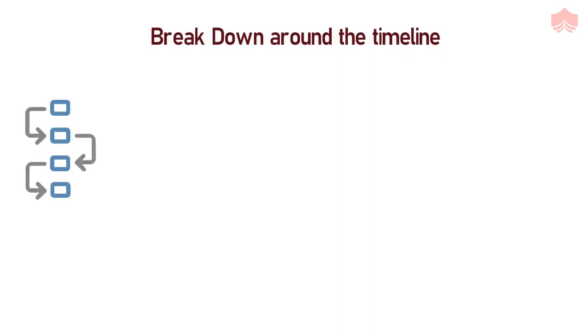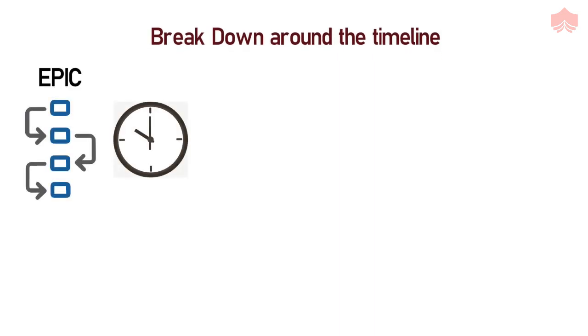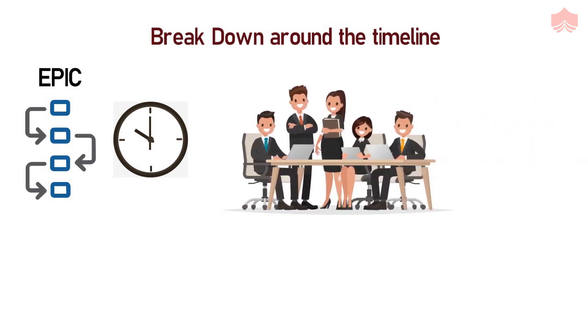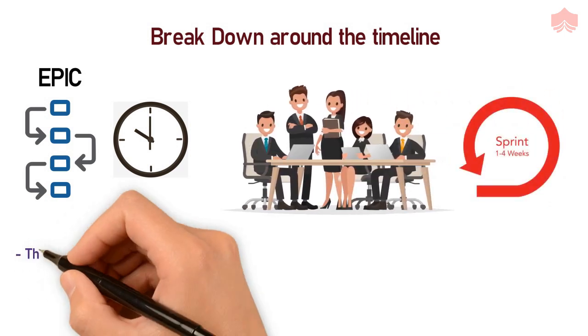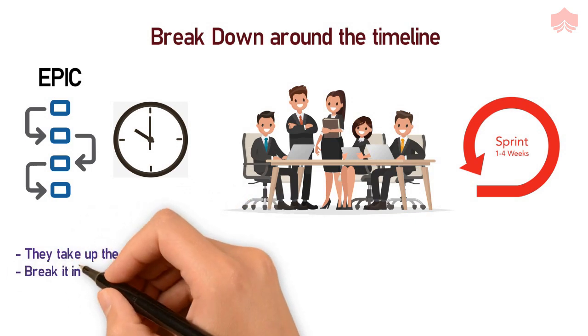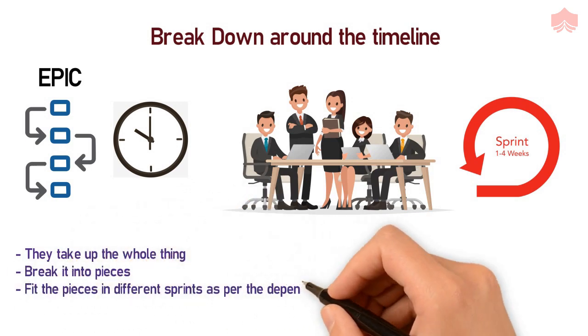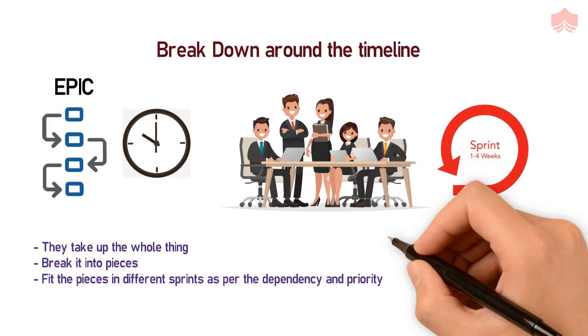Breakdown around the timeline. Some of the epics can be broken down according to the time it will take to complete. The team usually divides the work, which can be accomplished in a sprint time. They take up the whole thing, break it into pieces, and fit the pieces in different sprints as per the dependency and priority.